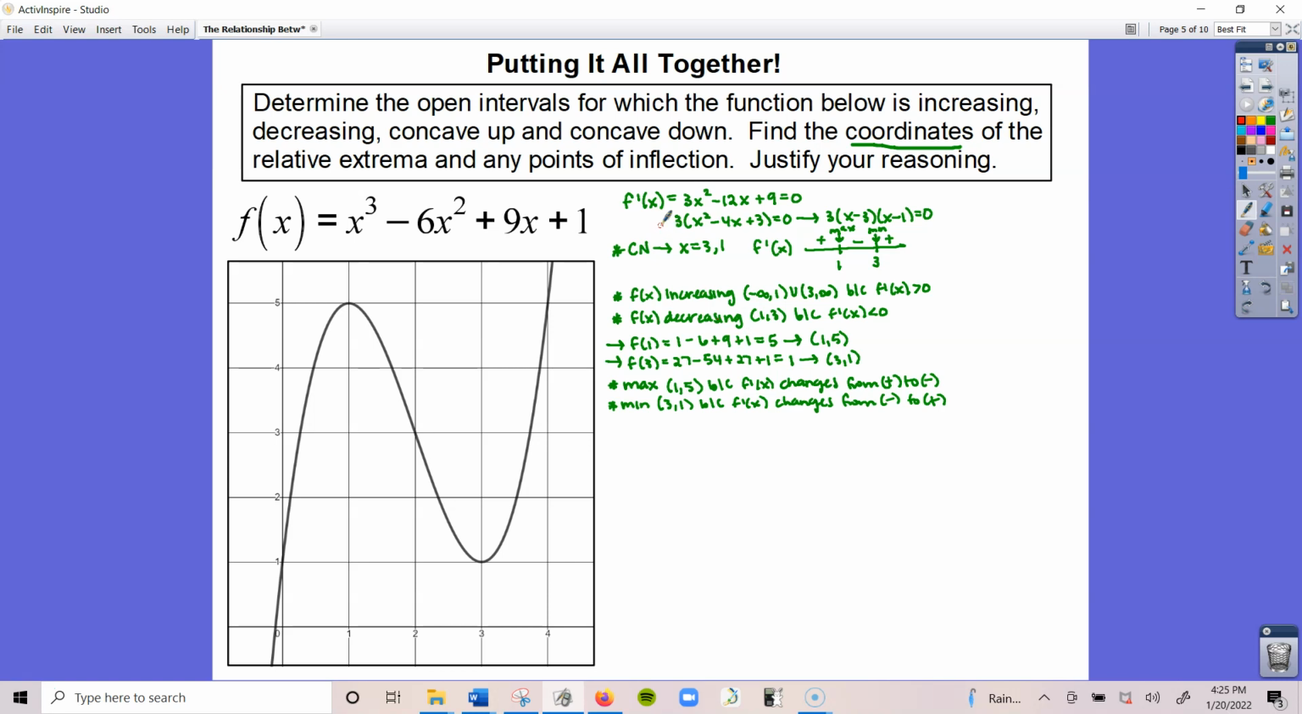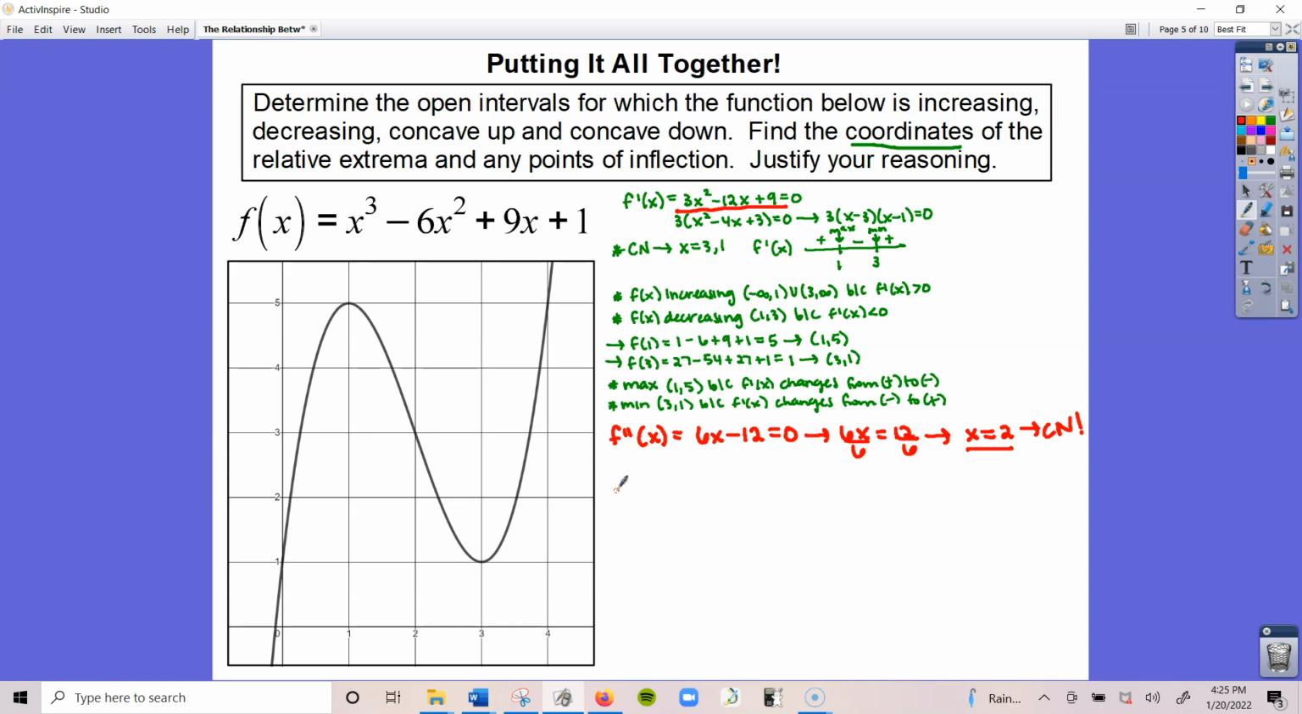If I want to figure out concavity, I have to take the second derivative of my function, meaning I'm going to look at my first derivative and take the derivative of that, which is going to be 6x minus 12. I'm going to make that equal to 0. Add 12 to both sides, we get that 6x equals 12. Then divide by 6, and we get our critical number here of x is equal to 2. We have one critical number.